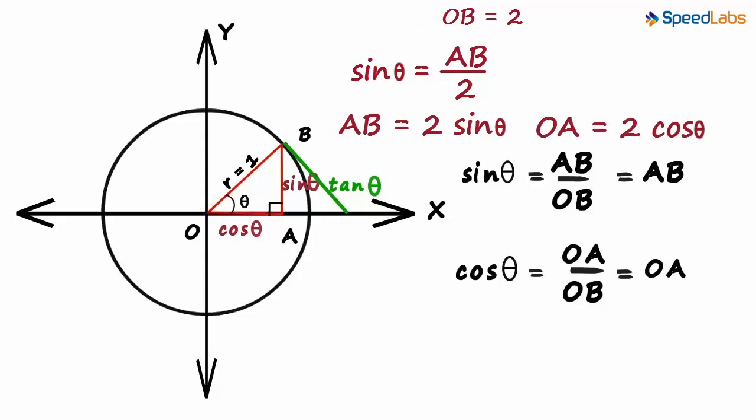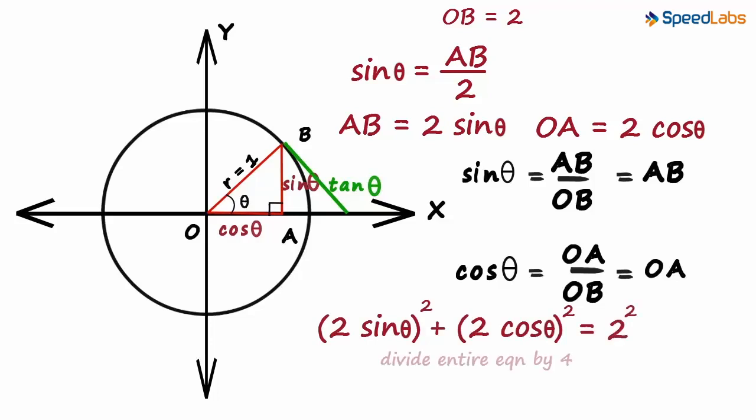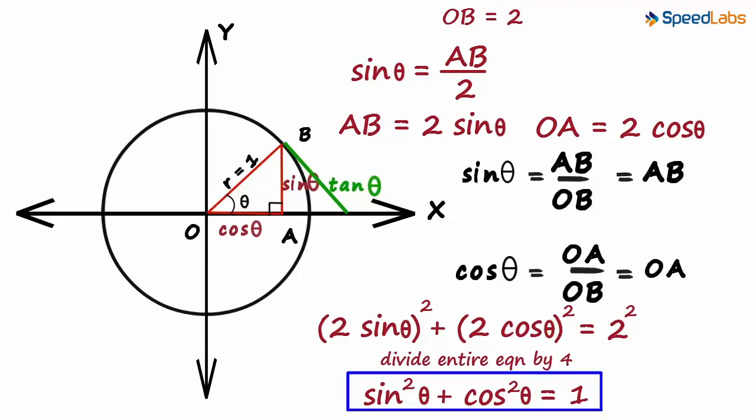Using the Pythagoras theorem, we can say that 2 sin theta the whole squared plus 2 cos theta the whole squared will equal 2 squared. Dividing the entire equation by 4, we will get sin squared theta plus cos squared theta equal to 1. It doesn't matter what the radius is. This will always be true.